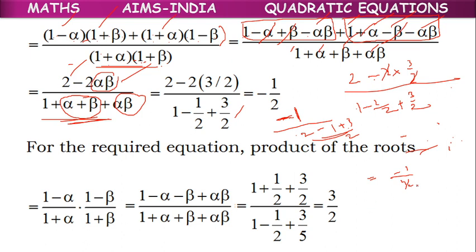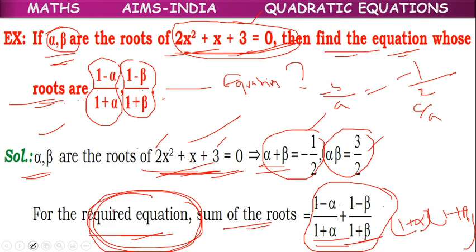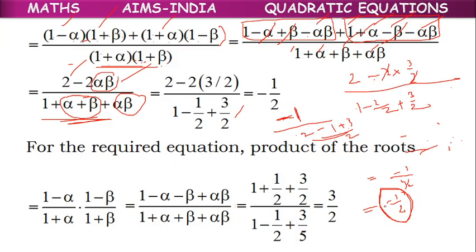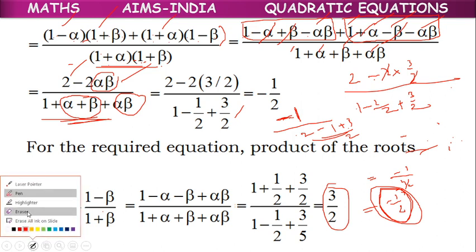4 by 2 means 2 times 4. So minus 1 by 2. Okay. We got what? Only the sum of the roots. For the required equation, the sum of the roots is minus 1 by 2. In the same way, the product of the roots: if you multiply both of them and simplify, it will be 3 by 2.